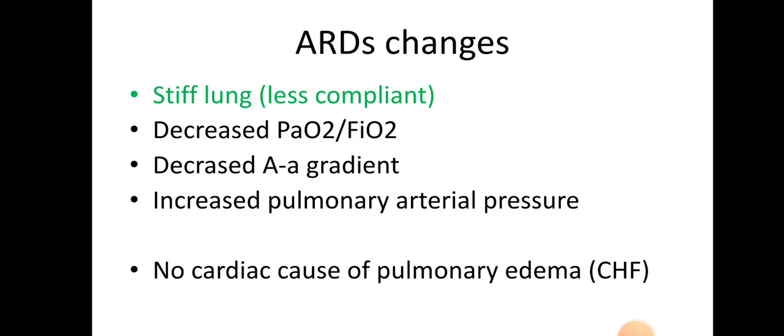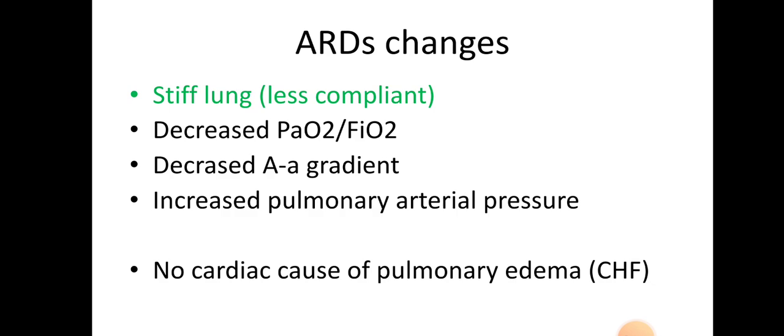The choices have to relate to the pathophysiology of acute respiratory distress syndrome. There is fluid inside the alveoli. This fluid affects the surfactant. It decreases the surfactant. Because the surfactant is decreased, the lung is stiff. It's less compliant.